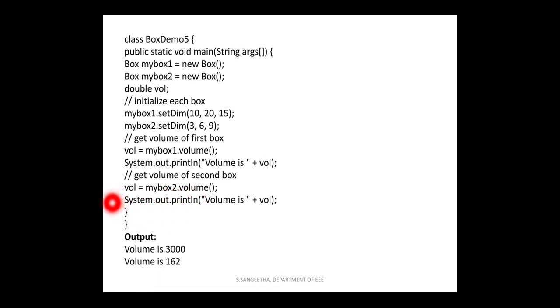This value will be then displayed by using System.out.println. The volume is will be displayed in the output box. Along with this volume is, the plus vol value will also be displayed in the output box. What is the plus vol value? The plus vol value is as we calculated in the previous line, that is mybox2.volume, that will be width into height into depth, that is 3 into 6 into 9, 162. That will be displayed along with this volume is. So the output is volume is 3000, volume is 162. First instance box value and second instance box value will be displayed.